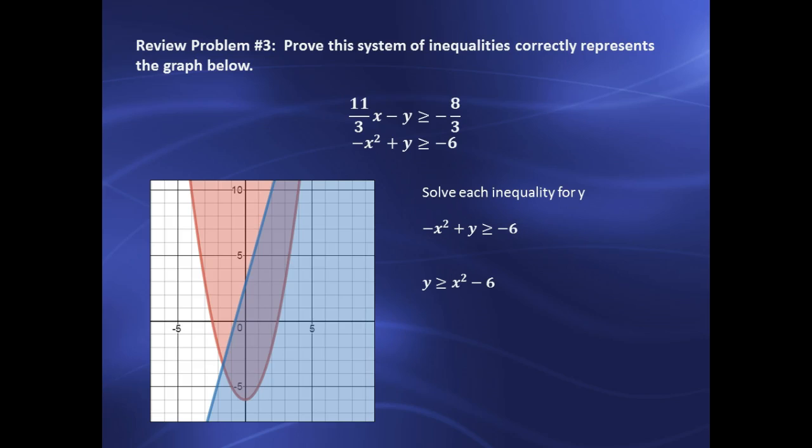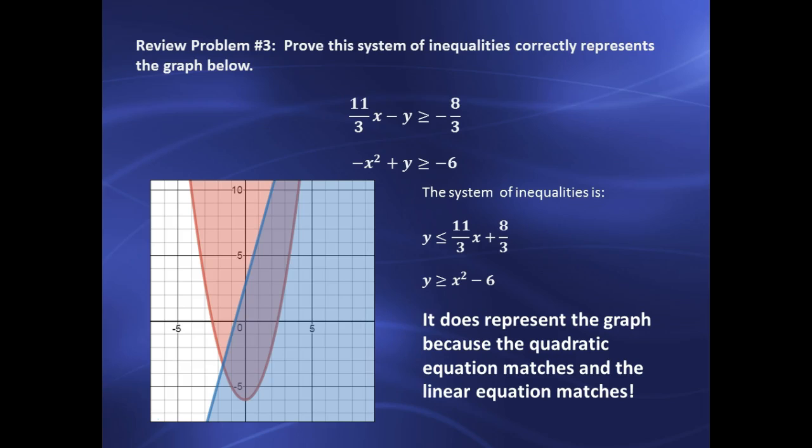Next, I'm going to solve my quadratic for y. In this case, I'm just going to add x squared to both sides, and I am done. So, here is the system of inequalities. I can easily match both of those up to what's graphed, and so I'm done. Now, that proves that this system really does match this graph. Now that's the end of this quick review.